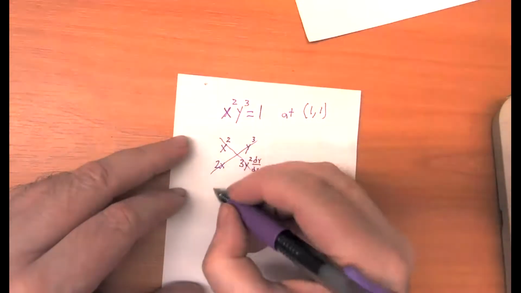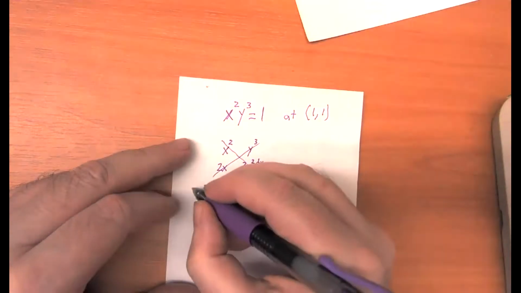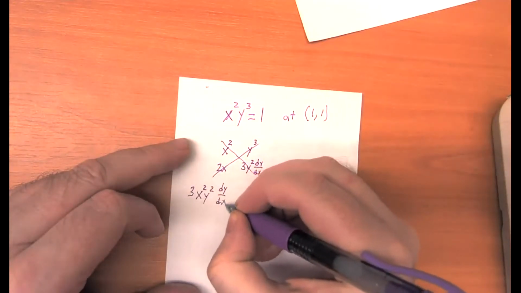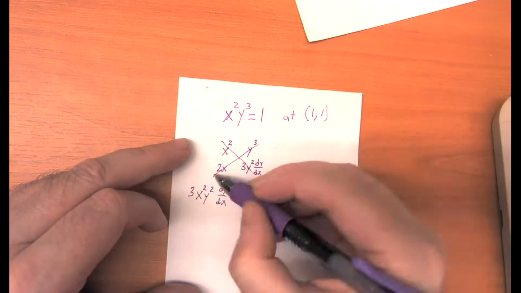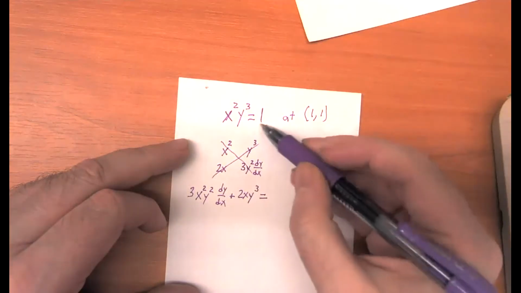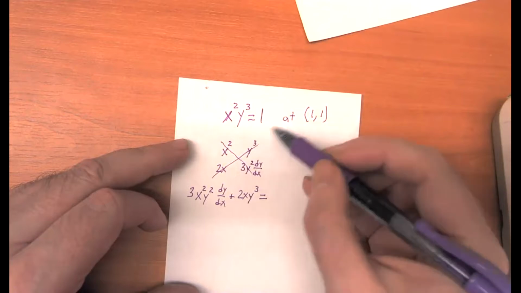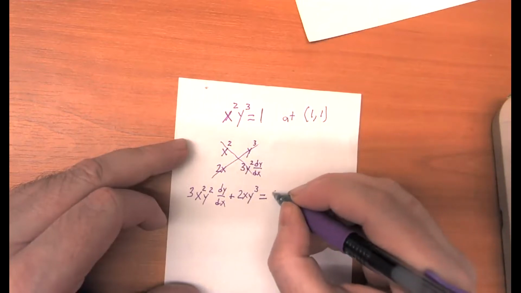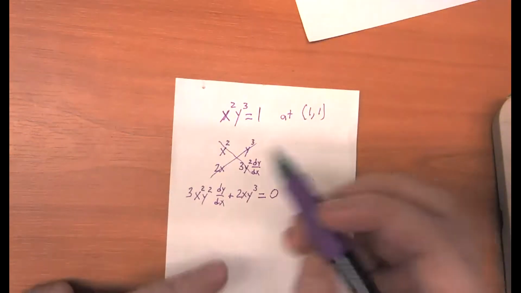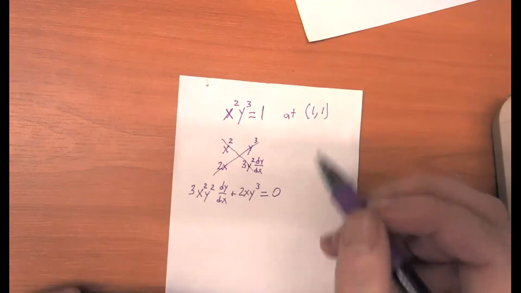Okay, so taking the derivative of both sides, we have x squared times 3y squared dy dx plus this product here, 2xy cubed, is equal to, be careful, don't put down 1 over here. We're taking the derivative of both sides of the equation. This is a constant, so the derivative of a constant is equal to 0. Okay? So that's the tricky part, taking the derivative.